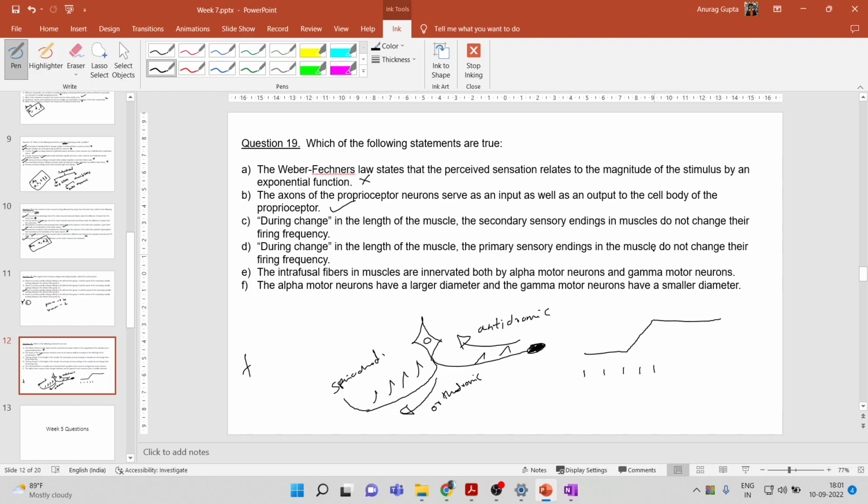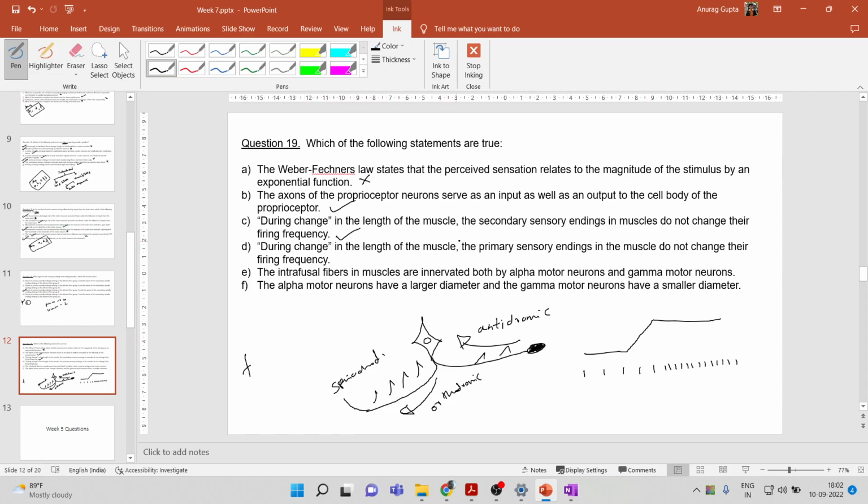but from the secondary sensory endings, as soon as this change has become stable, you have a faster action potential, which signifies the length of this particular muscle. But during the change itself, there is no change in the action potential happening, right? So this is a correct statement, because we know that secondary sensory endings only detect the length of the muscle, but not the velocity of change.